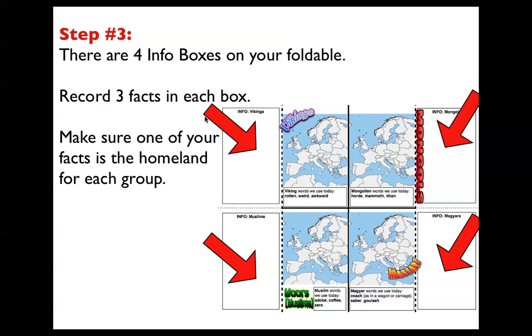All right, step 3, we're going to take some notes in each of these information boxes. To have your foldable completed, you need to have 3 facts written down in each box. One of those facts that you have to make sure you have is the homeland for each of the groups. So I'm going to tell you where these groups originated before they invaded Europe, and you need to make sure you record that. The other 2 facts, you can write down anything that strikes your fancy.